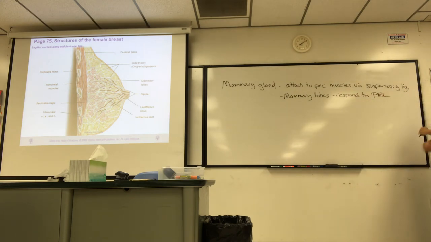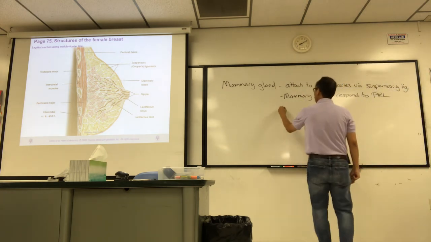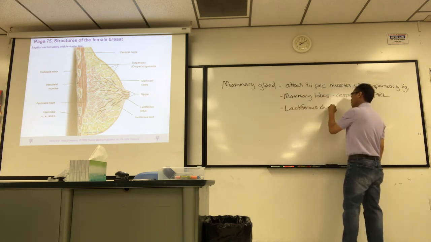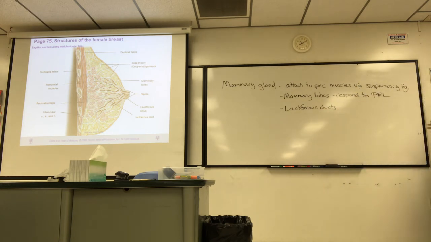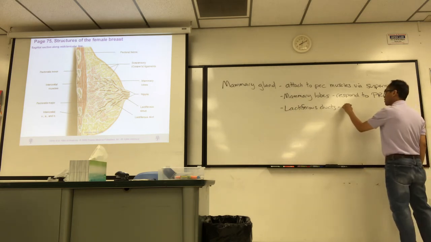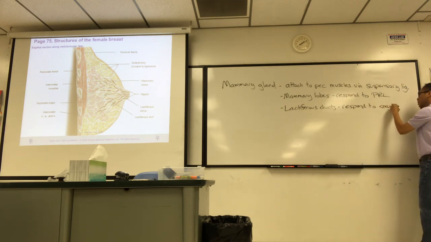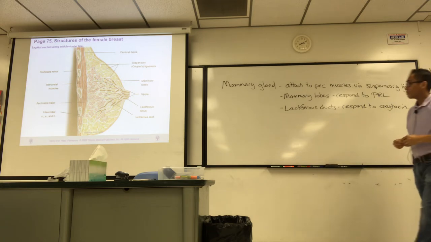PRL, remember that. And then also the lactiferous ducts. That's the typical site of a breast cancer tumor. Anyways, they have smooth muscle that will dilate and let the milk down. That's a response to oxytocin. Remember, prolactin is milk production, oxytocin is milk letdown. Well, you're already supposed to know that, but I think that's all I'll put.